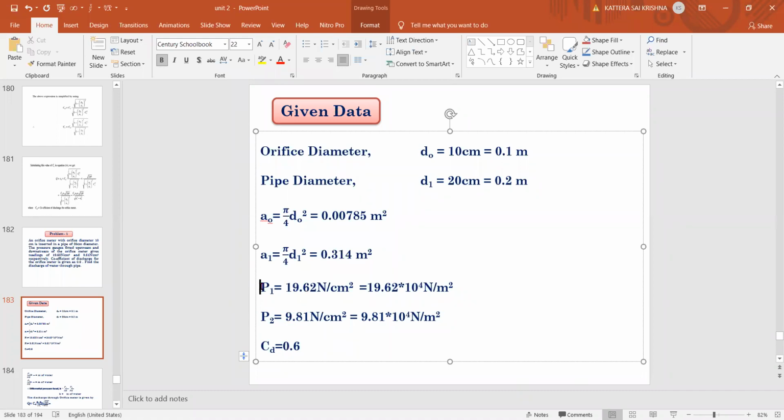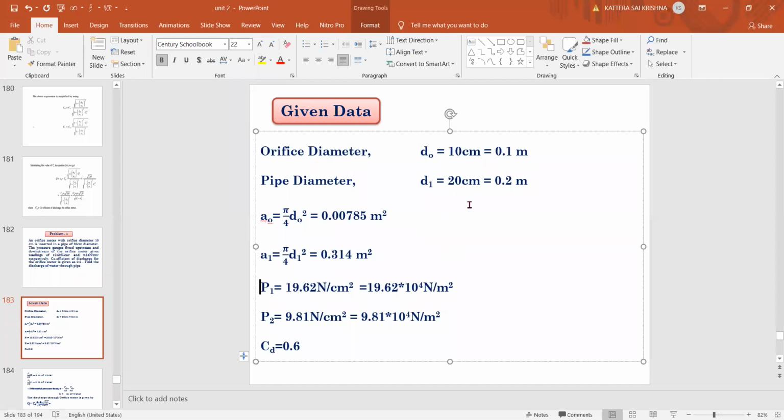So he has given these pressures. If you see the formula for discharge, what is the formula? We have Q is equal to CD, which is there already, A1, A0 we have found out, under root of 2GH. We don't have the value of H there, so H we need to find. The pressure head difference, H, we need to find.